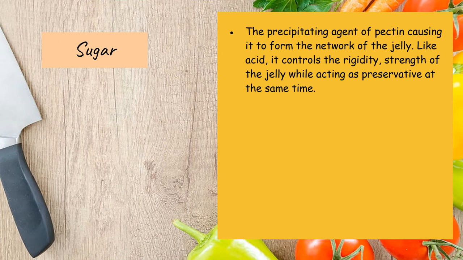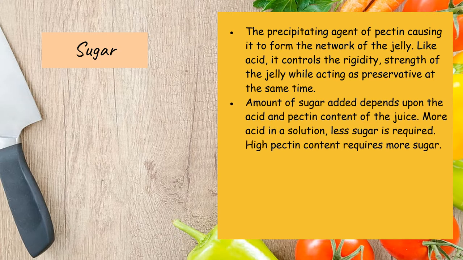Sugar. The precipitating agent of pectin causing it to form the network of the jelly. Like acid, it controls the rigidity, strength of the jelly while acting as preservative at the same time. Amount of sugar added depends upon the acid and pectin content of the juice. More acid in a solution, less sugar is required. High pectin content requires more sugar.